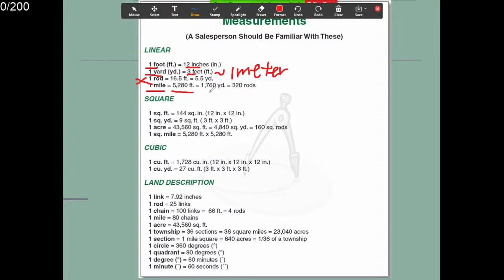1 mile, 1英里, equals 5,280 feet. 5280尺. Okay, you just say roughly about 5,000 feet. Or about 1,700 meters. Okay, this is yard.